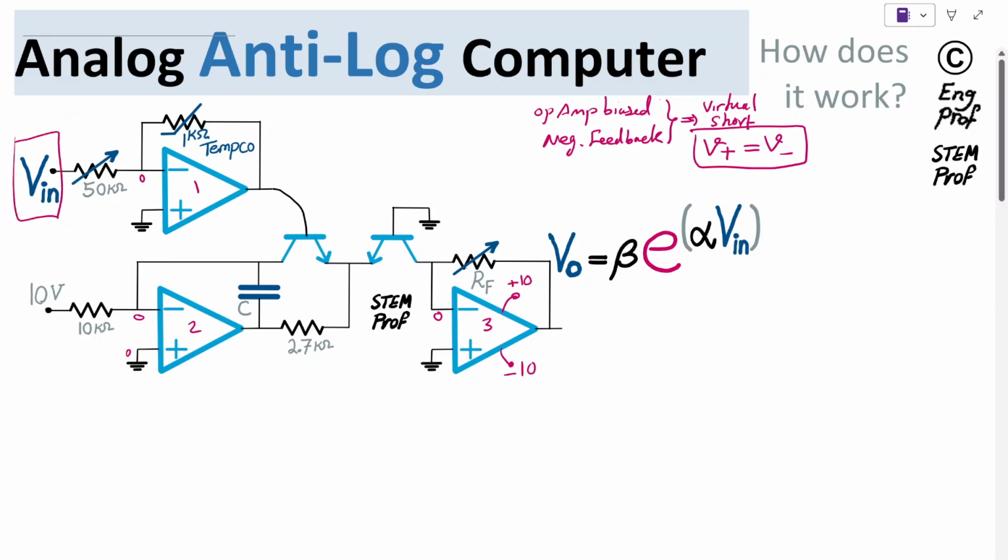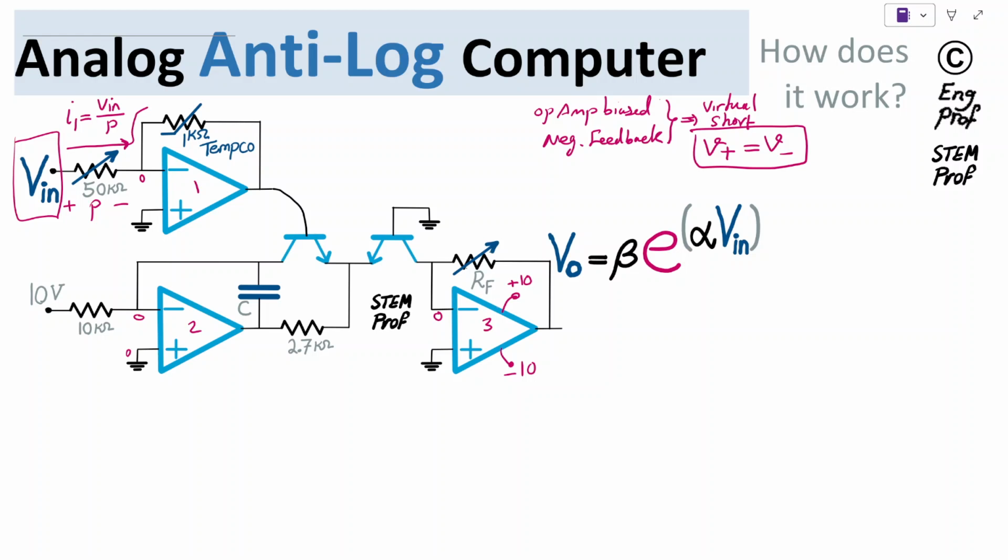We have Vn applied at the left side of this potentiometer of max 50K. So on one side we have 0, on the other side we have Vn, which means the voltage drop across the potentiometer is equal to Vn. I can find the current flowing through this potentiometer. I1 is Vn, the voltage across the potentiometer, divided by the value of the potentiometer in kiloohm.